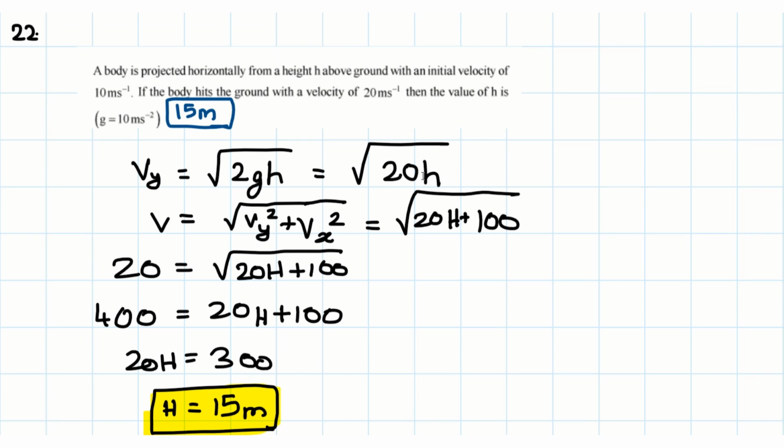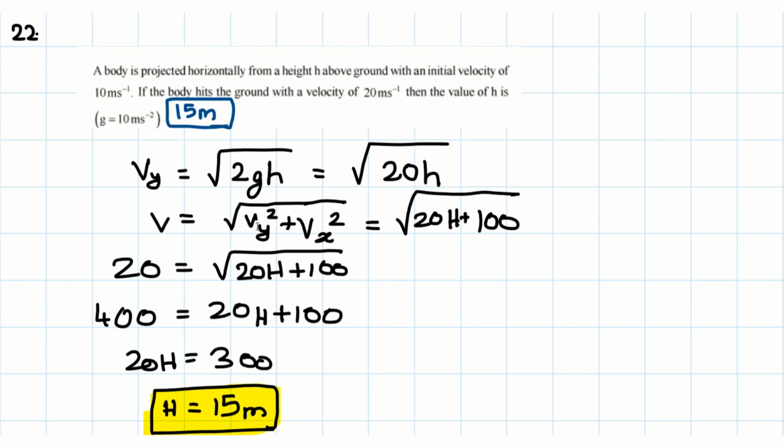In the 22nd question, we have a projectile from a height h above ground and u equal to 10 meters per second. Now we have final velocity equal to 20 meters per second. We can apply the formula final velocity equal to under root u square plus 2gh, or we could calculate separately the x component and the y component of velocity and take the square root of that. That is a simpler method compared to the initial. So this is how we'll be solving the question.